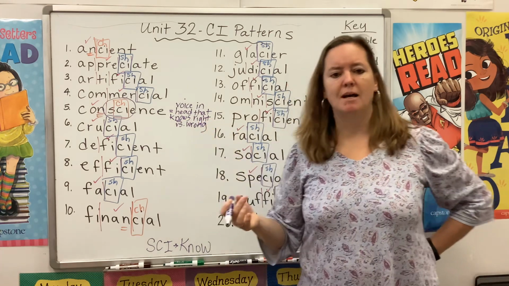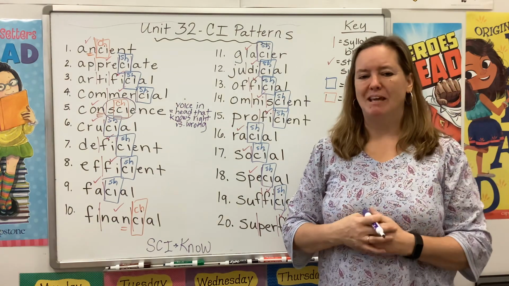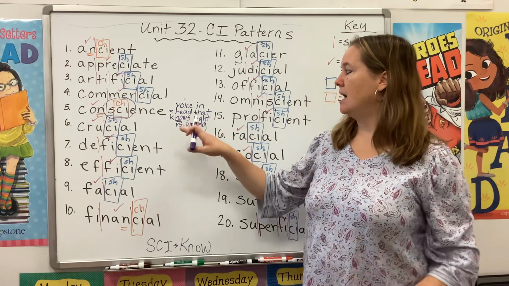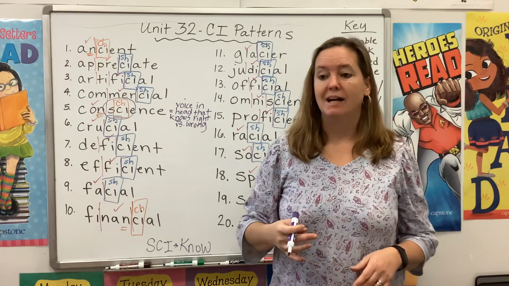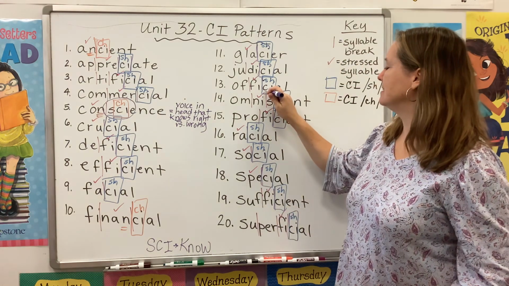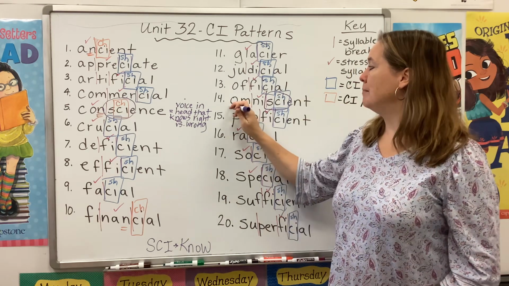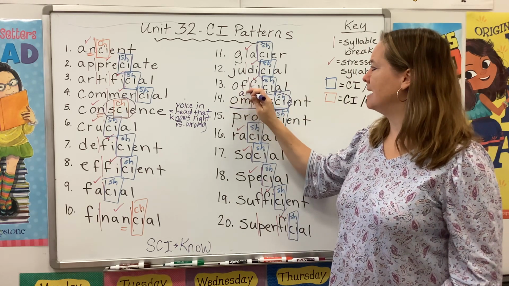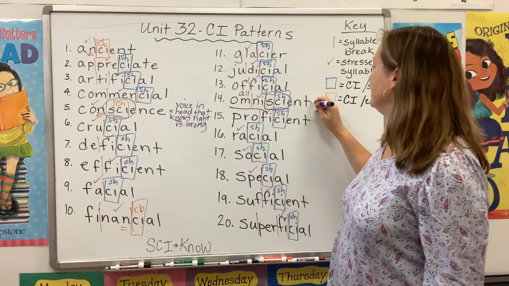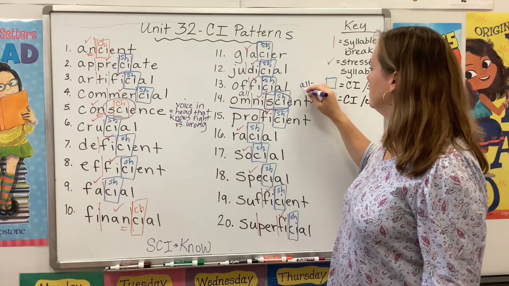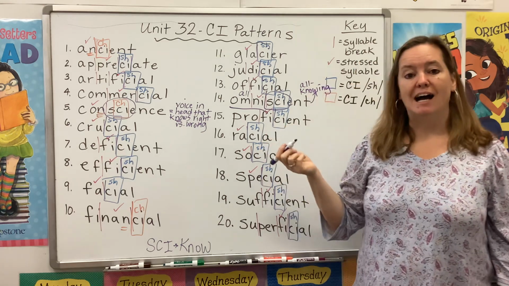If you steal something, if you hurt someone on purpose, it's your conscience that's making you feel bad, right? Your conscience is that voice in your head that knows what's right and what's wrong. Now we see this again, here's that same chunk in omniscient. Omni is a prefix that means all. So if somebody's omniscient, it means they are all knowing, like a God, right?